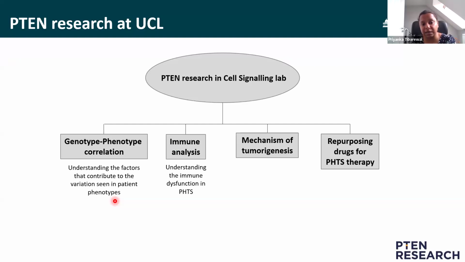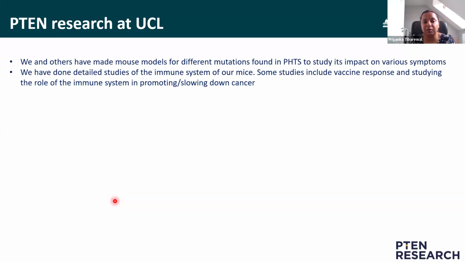It's focused on immune analysis. Again, as I mentioned, PHTS patients will have increased risk of infections. They have lower antibody production, and we also know that our immune system contributes to cancer progression. So what we've done is we've taken this mouse and we've studied its immune system, and we've studied things like vaccine response, and whether the immune system is actually contributing to slow or faster development of the cancer.